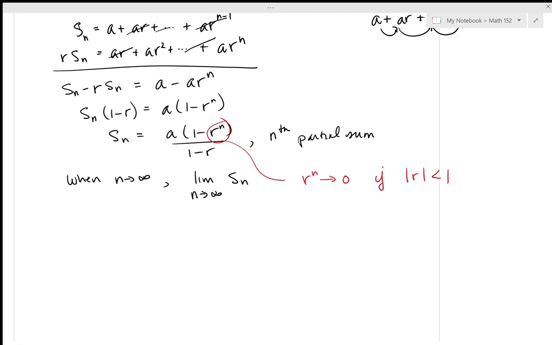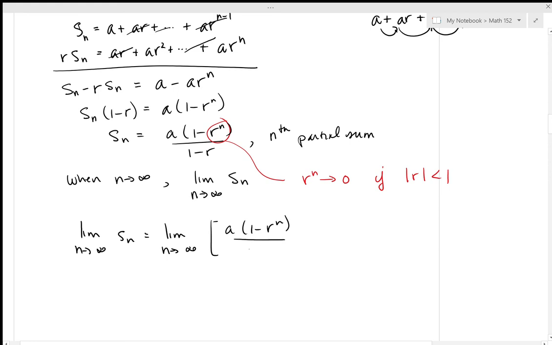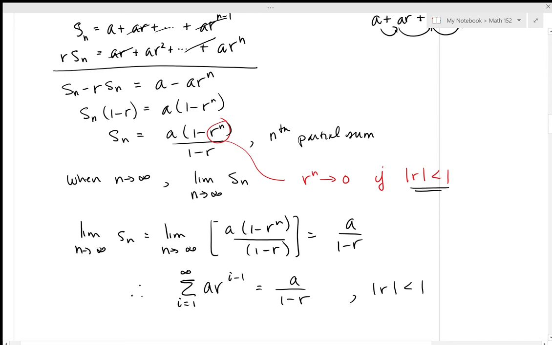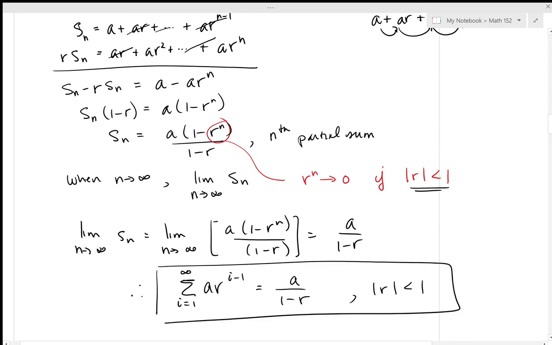So I see then that the limit as n goes to infinity on Sn, which is the limit as n goes to infinity of this expression here, is equal to a over 1 minus r. And I had to make the assumption that the absolute value of r was less than 1. So that's where my formula comes from. I've now generated the formula. I'm excited about this formula, so let me just write it here. That is, the sum from i equals 1 to infinity of a r to the i minus 1 is equal to a over 1 minus r, with the caveat that the absolute value of r has to be less than 1. Et voila, we have it.